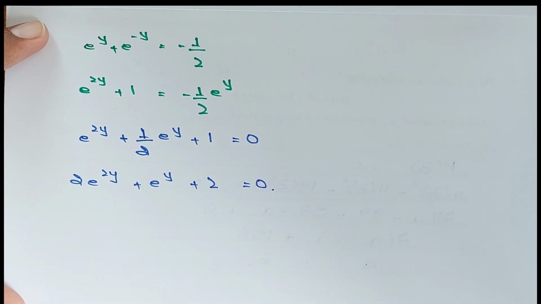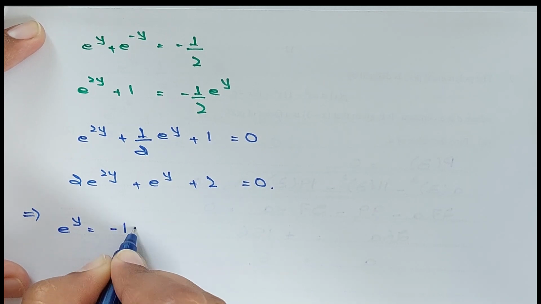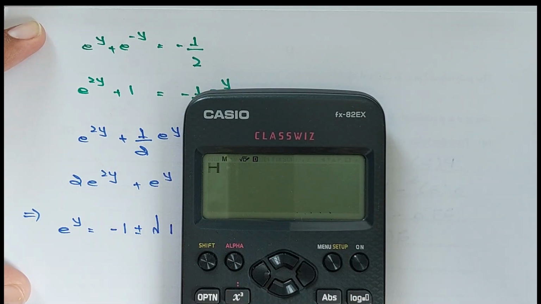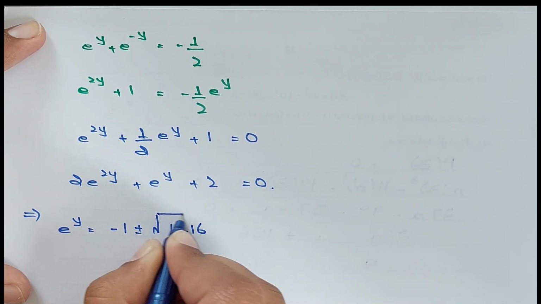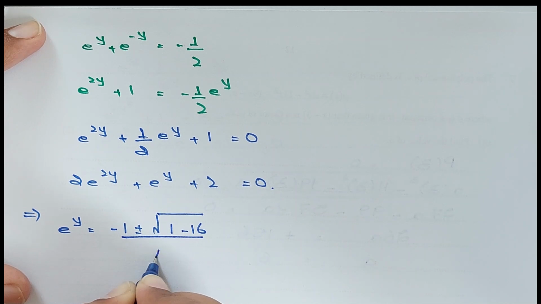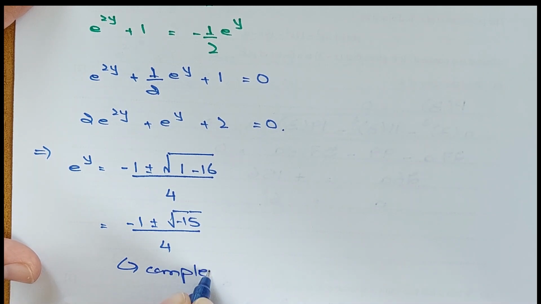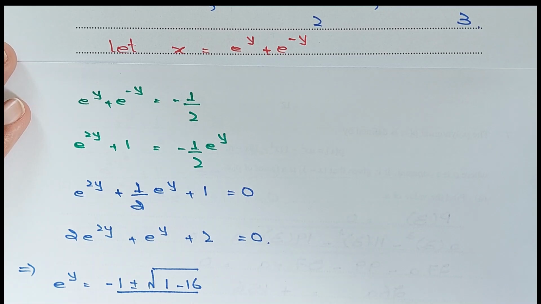Right, now let me apply the quadratic formula over here. We have e power y equals to negative of b plus minus square root b square minus 4ac. So minus 4 times a times c, which is negative 16, divides 2a. 2 times 2 is 4. So this is minus 1 plus minus square root of negative of 15 divided by 4. So this is a complex root. So we are not dealing the complex numbers, right? Because square root contain negative 1, which is iota, right? Let me check for the third root as well.